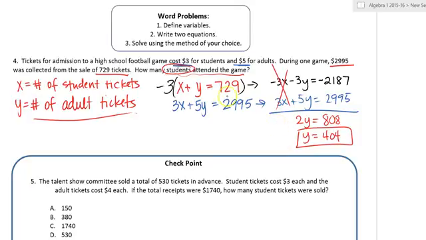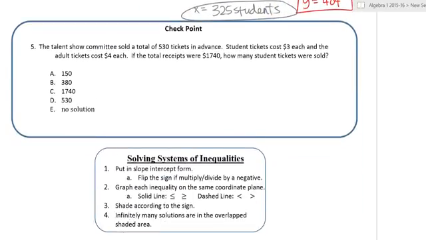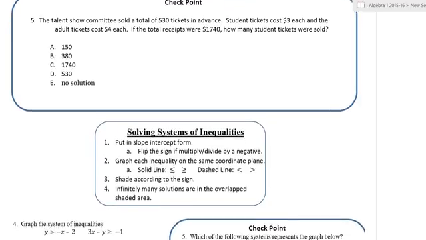So I'm going to plug it into the easiest equation. x plus y, which is 404, equals 729. I'm going to subtract 404 from both sides, and I get x equals 325 student tickets. You have a checkpoint, so please, again, make sure you're showing your work to find your variables and input your final answer.